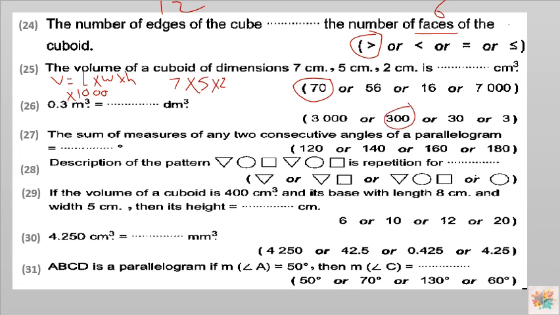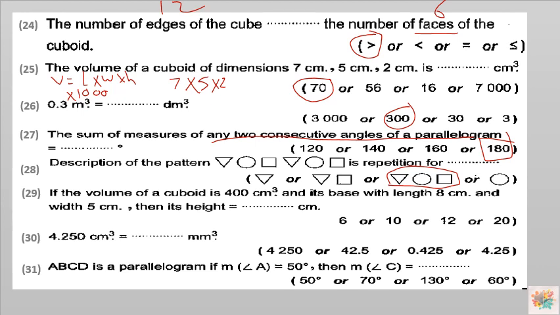Number 27: the sum of measures of any two consecutive angles of a parallelogram. لسه كنا شرحنا من شوية parallelogram ان two consecutive angles sum of them is 180. 28: description of the pattern: triangle, circle, rectangle. Triangle, circle, rectangle is repetition 4. نعمل repetition لمين؟ فبقول له triangle, circle, rectangle.